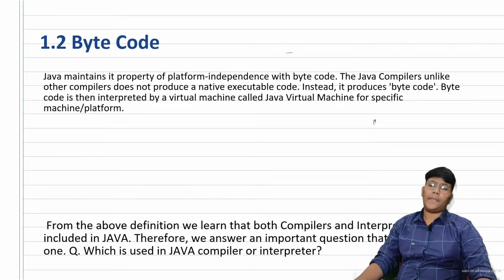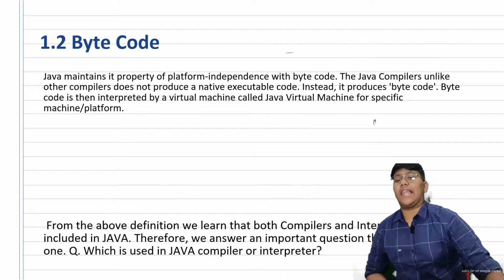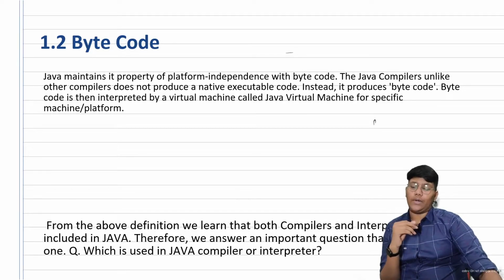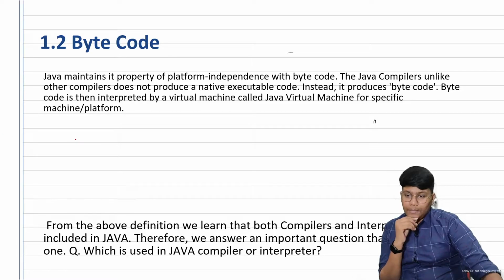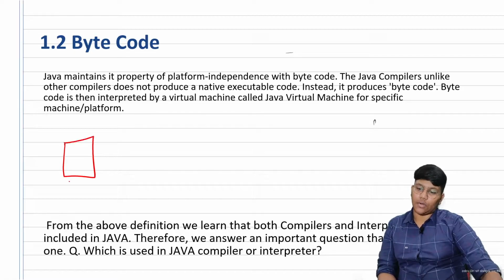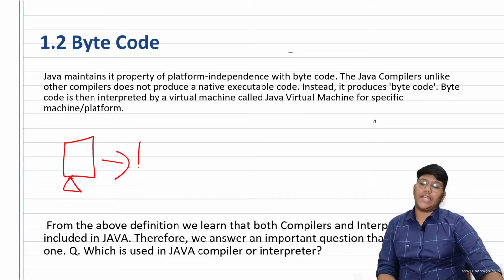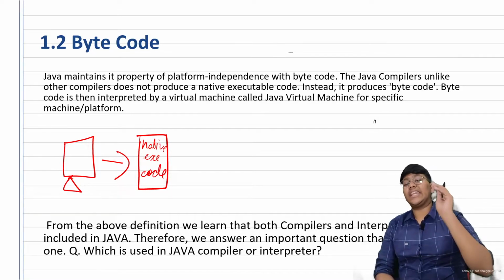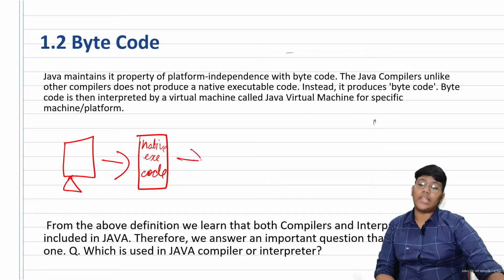Okay. Then comes bytecode. What is bytecode in simple language? Bytecode is a code that helps Java to maintain its property of platform independence. How does it do so? In the normal process, what a programming language would have done is, for example, you are writing a code in Windows and you are compiling it. So it would generate a native executable code that can be run only in Windows.